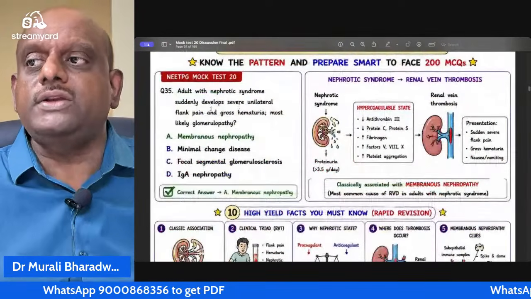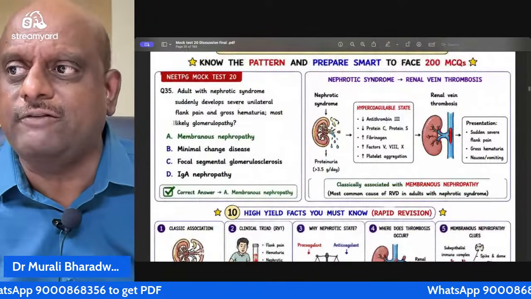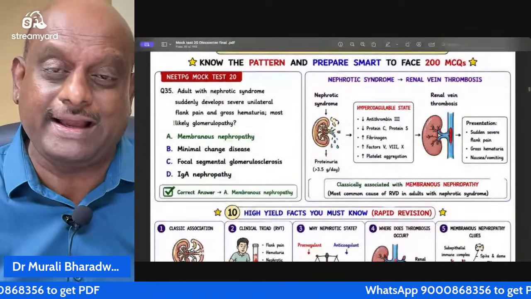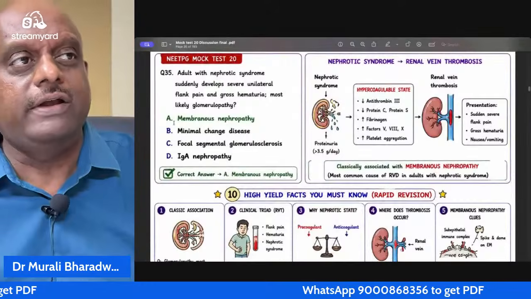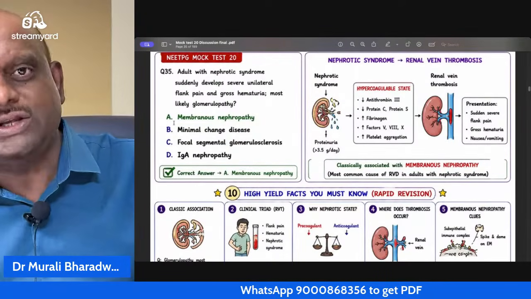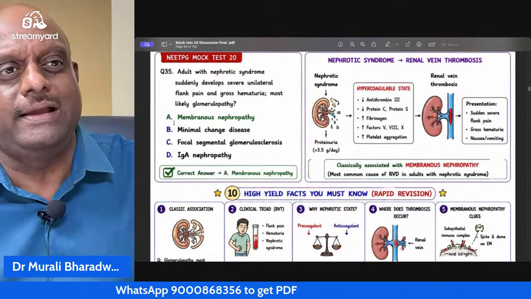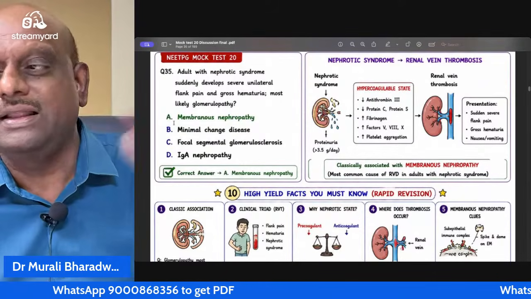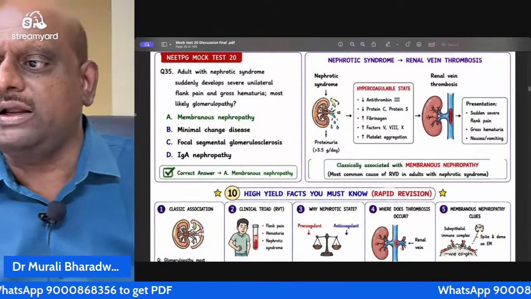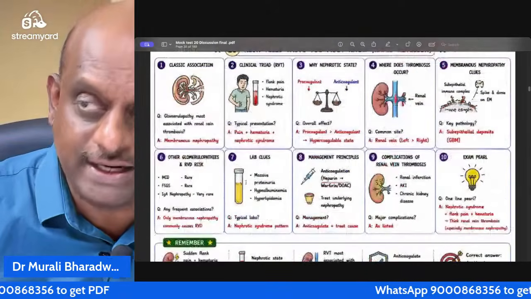Adult with nephrotic syndrome suddenly develops unilateral flank pain and gross hematuria. Always FSGS, membranous nephropathy, diabetic nephropathy, minimal change disease, they are the causes of the nephrotic syndrome is what we need to basically remember.